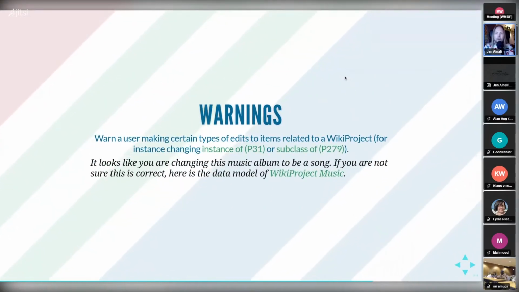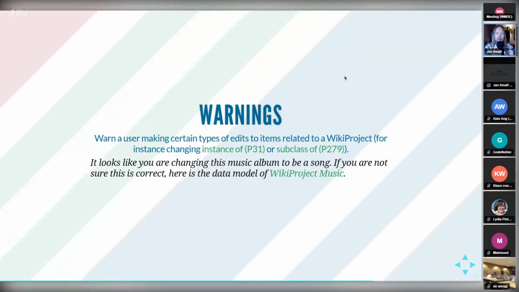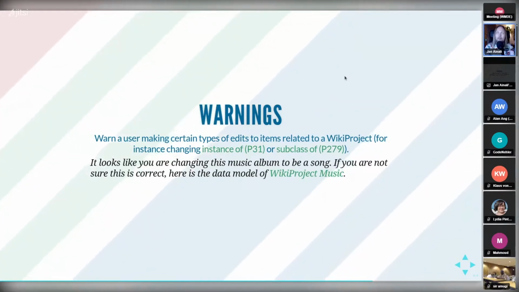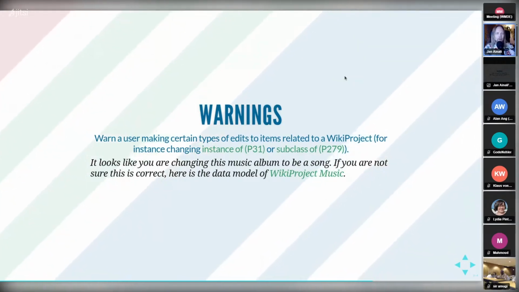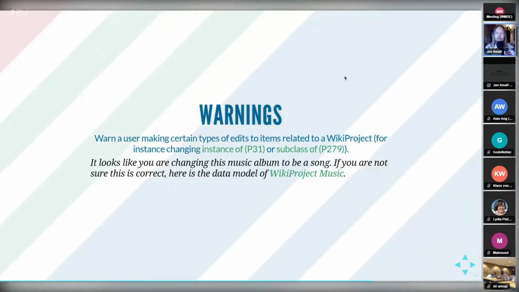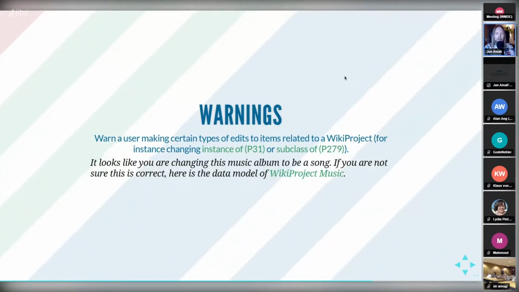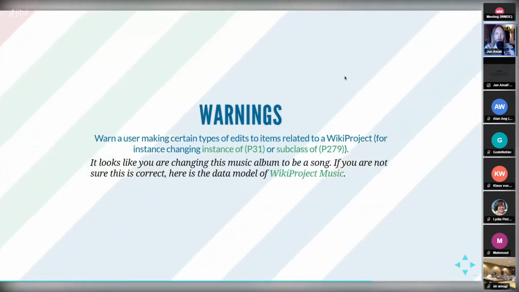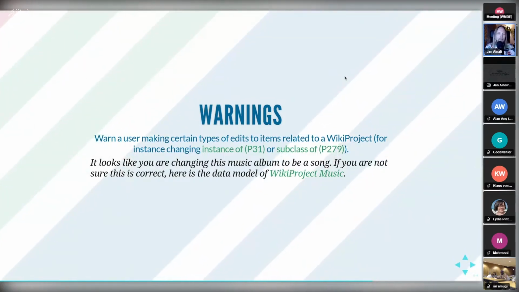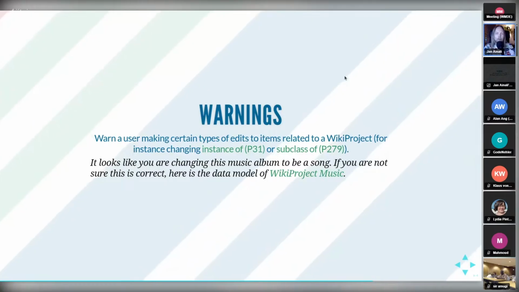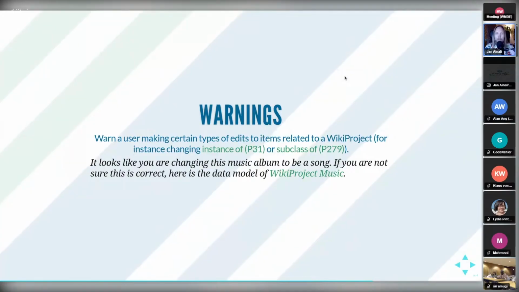And I think we could almost go so far as to have some sort of warnings for certain types of edits that are related to a wiki project. Like if you're changing the instance of or the subclass, you get this, oh, it looks like you're changing this music album to be a song. If you're not sure this is correct, here's the data model of WikiProject Music. And I think we can do this with simple rules and setups. We don't need AI or a Clippy. It could just be a simple thing that asks this. Even if you're trying to remove a wiki project, or essentially doing that, maybe you should get a warning for that first.